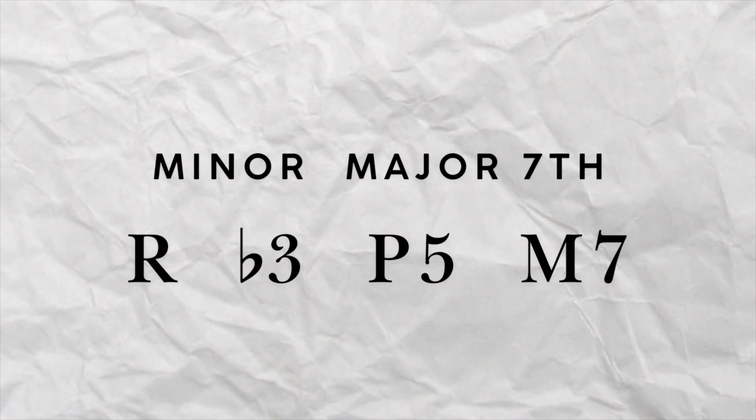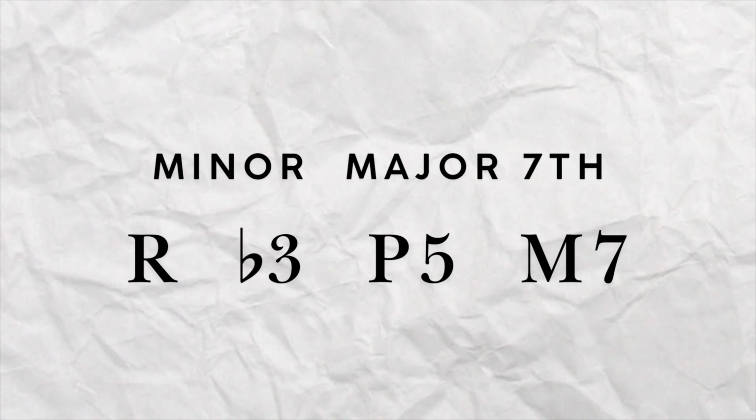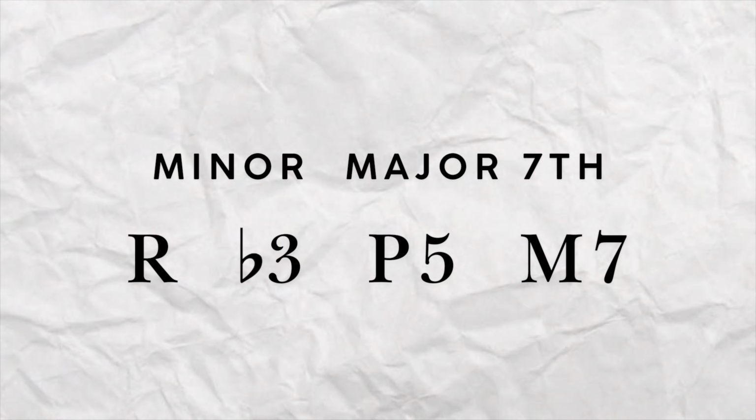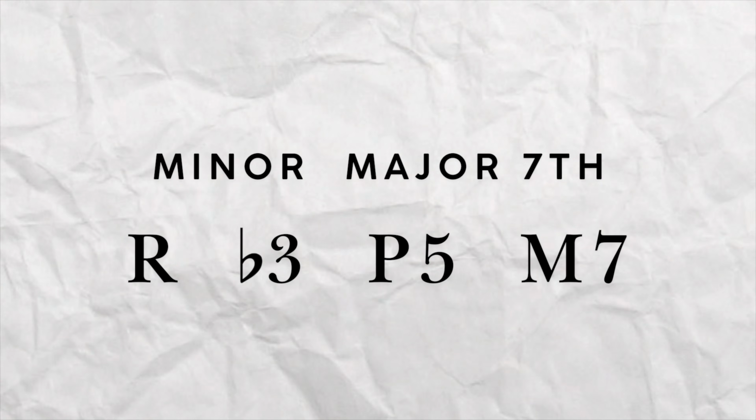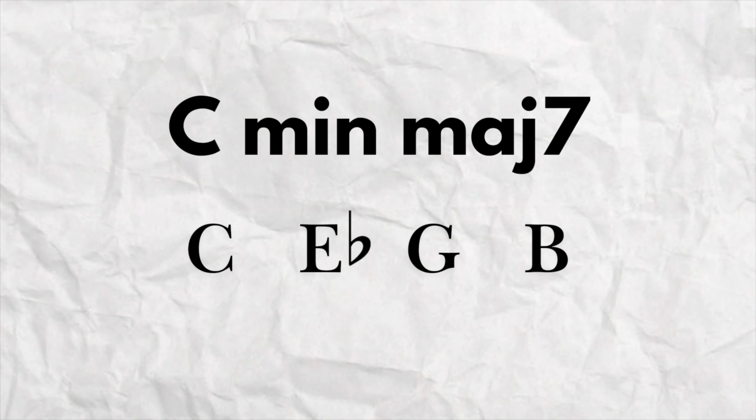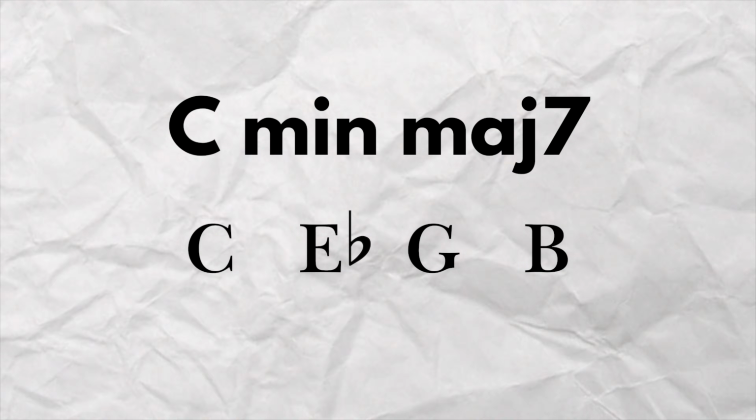Now the next 2 chord types are not so common like the previous 5, but I want to include them because, like I said at the beginning of this video, I'm going to show you all 7 chords on guitar. So we are talking about minor major 7 chords, which means there is a minor triad, root, flat 3, perfect 5th, but there is a major 7th degree. So the notes for a C minor major 7th would be C, E flat, G, B.